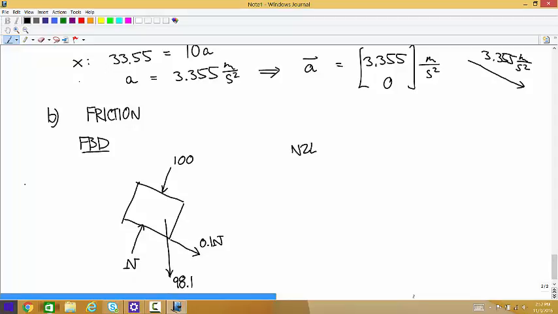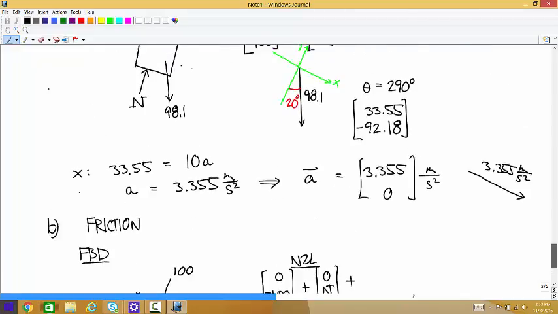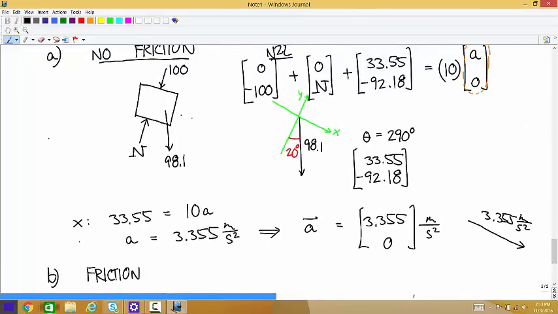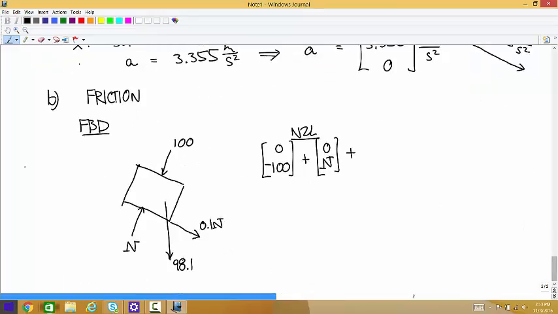So now Newton's second law. We have 0, negative 100, plus 0, N, plus 0.1N. What's this in components? So look at what direction the positive x-axis is. Is it in the direction of positive x or negative x? That's the question. It's positive x in this case. So in components, this is 0.1N, 0.